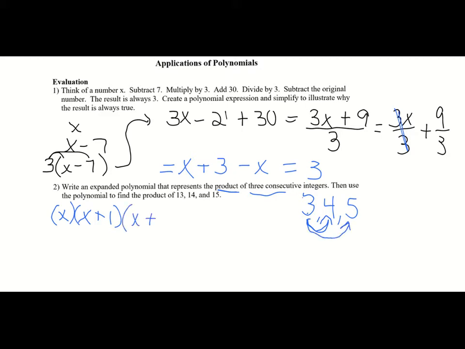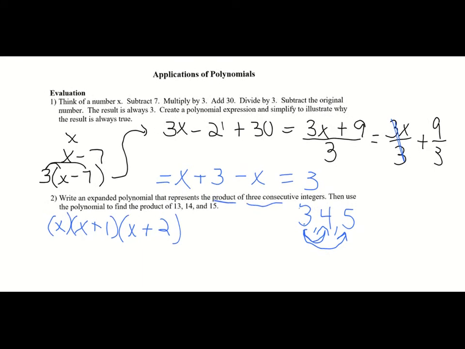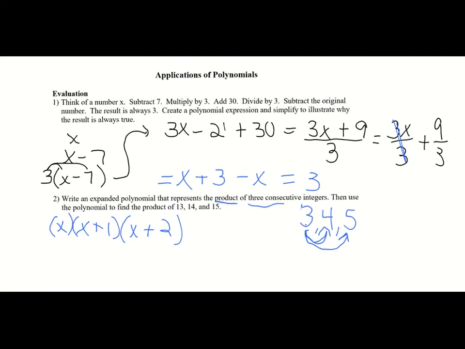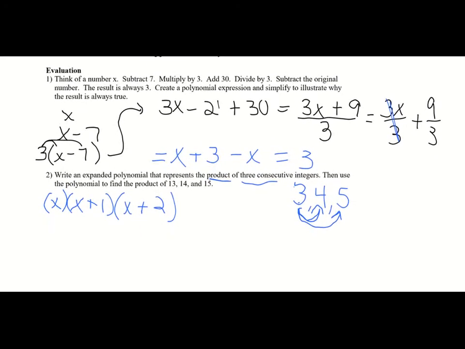So x plus 2 will be our final integer. And now they want us to use this polynomial to find the product of 13, 14, and 15. So if we multiply 13, 14, and 15 together, I do know that it equals 2,730. And you can get your calculator and try it.